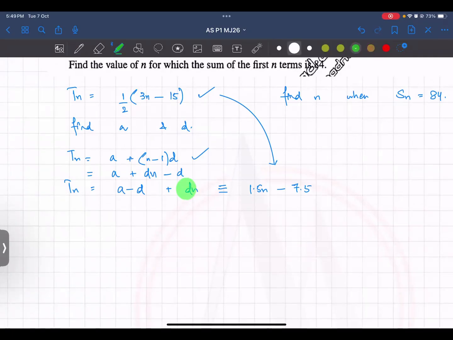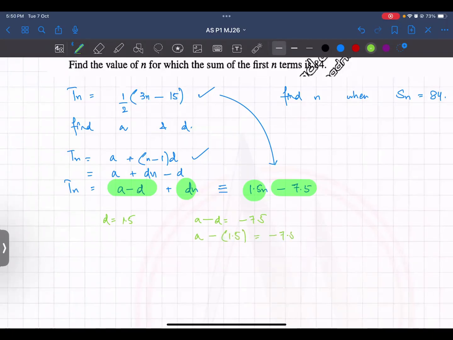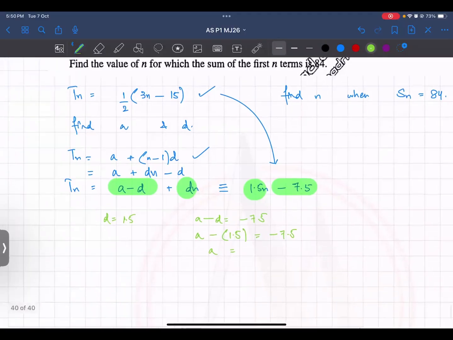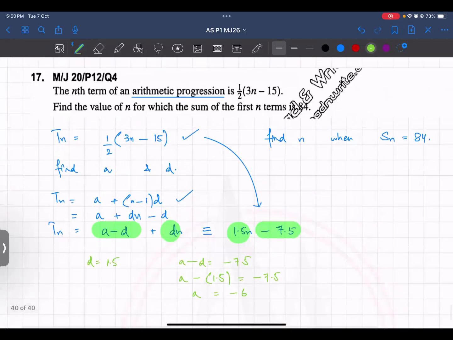If you compare the coefficient of n, you can see it is 1.5. And the constant part, a minus d, is equal to minus 7.5. So you will get d as 1.5 after comparing the coefficient of n, and a minus d is equal to negative 7.5. You know the value of d, so minus 1.5 would go over there and become plus. So a would become minus 6.